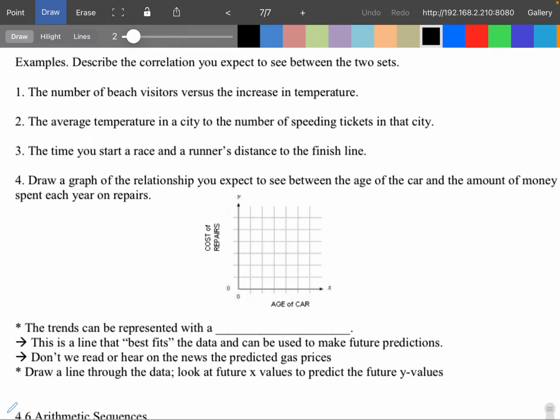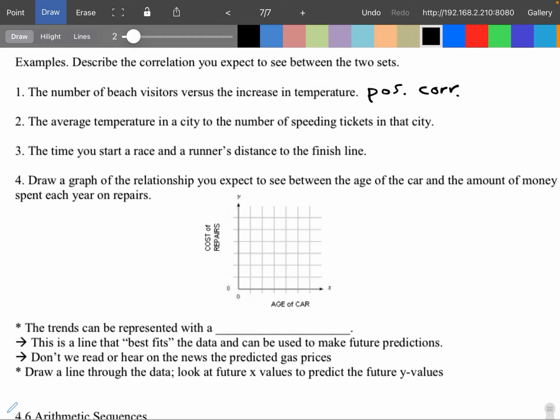Yeah, as the temperature increases, the number of people at the beach increases, right? So is that a positive, a negative, or no correlation? Positive. So you write positive. This one is a positive correlation.